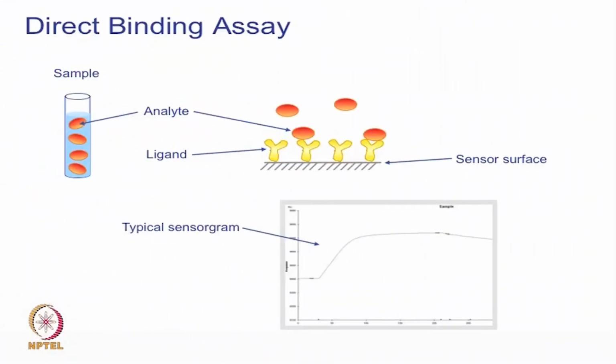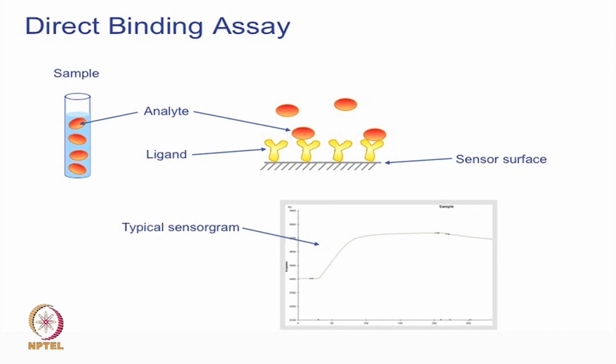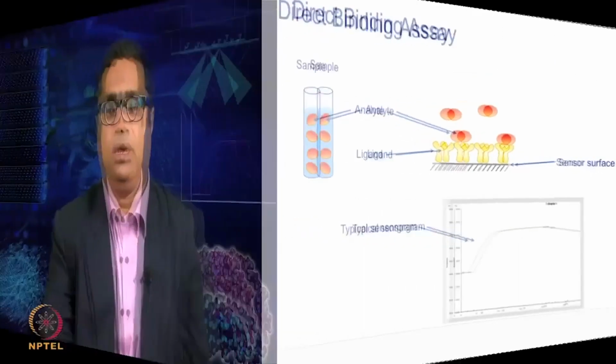And coming to the different varieties of assays that we have, one of the very simple assays would be a direct binding assay. In a direct binding assay, you have the ligand that is immobilized on the sensor chip and an analyte or a sample is passed on the surface and the interaction is recorded. So you can see on the screen the interaction shows this way, a very simple binding and a regeneration.